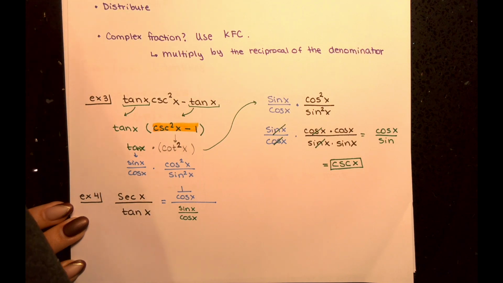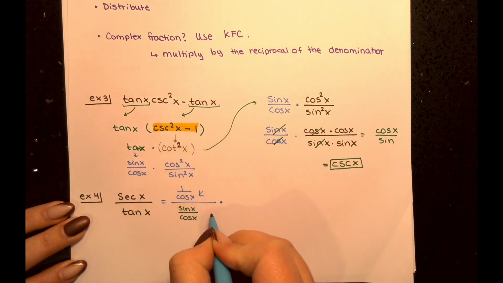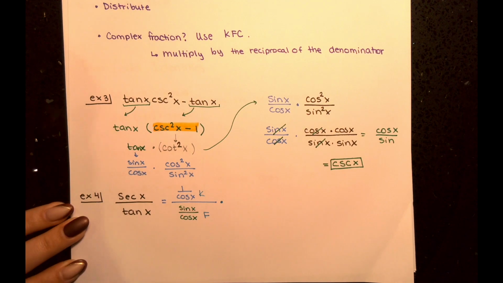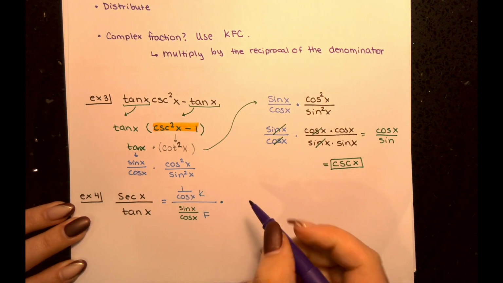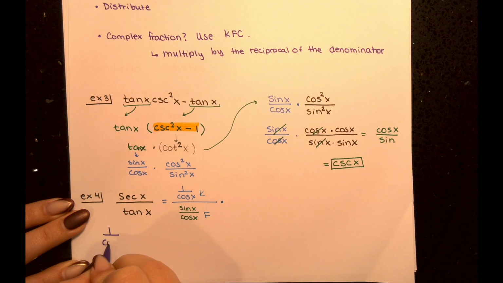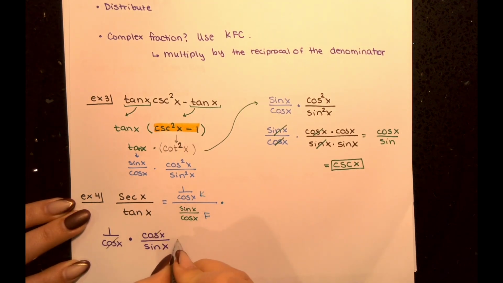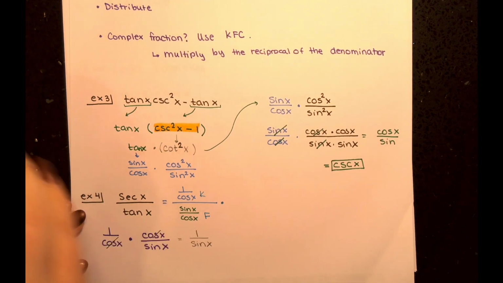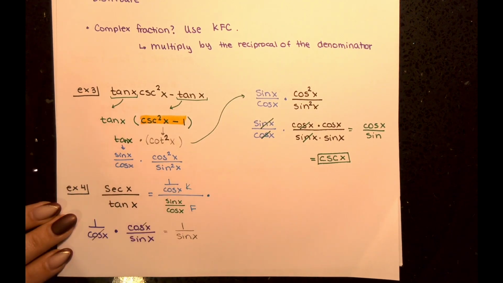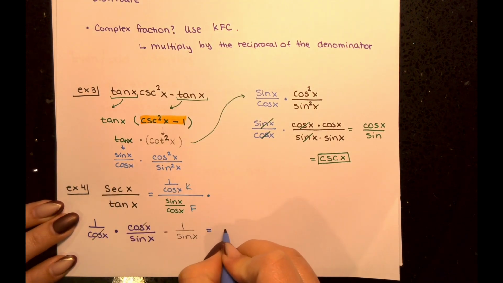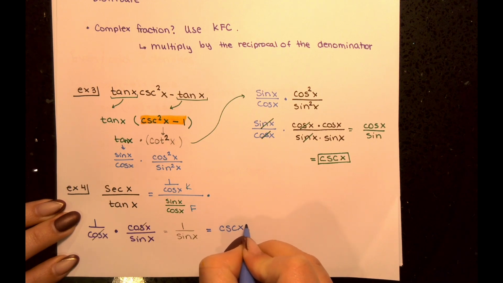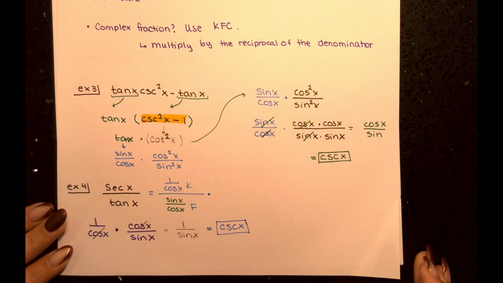We have a keep, change, flip moment. We're going to keep, we're going to change, we're going to flip. So we keep 1 over cosine of x. We change this and flip this: cosine of x over sine of x. We're going to divide cosine by cosine, leaving us with 1 over sine of x. Since sine is in the denominator, that means we have a reciprocal function. Sine has a relationship with cosecant, so cosecant of x is our reciprocal function.